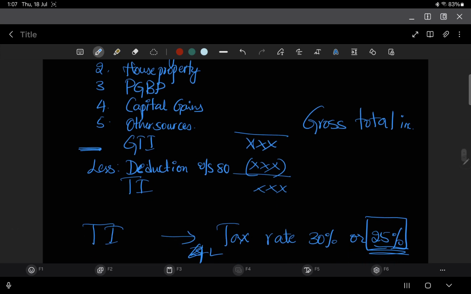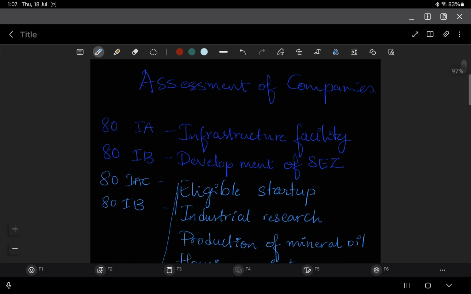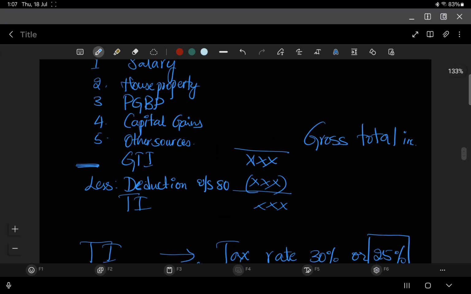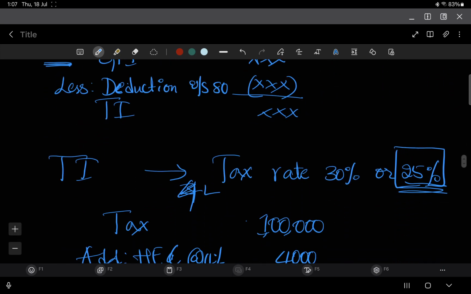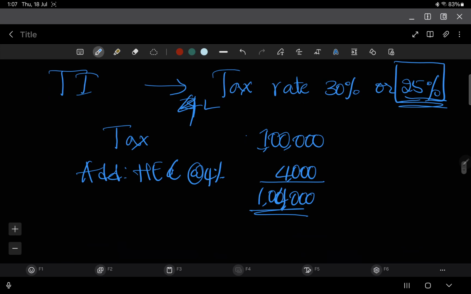From my gross total income, I'm going to take out the deductions, whichever section it is. Under section 80, there are various deductions that I can be taking. For example, all this. Now, with this, I'm going to take the deductions here. After reducing the deductions, the amount that I get is called as total income. On my total income, I am supposed to compute tax. Say for the companies, it is always going to be 25%. I'm going to compute tax at the rate of 25%. For that, I'm going to add my health and education cess as well. That is at the rate of 4%. Whatever amount you get after this will be my total tax liability.